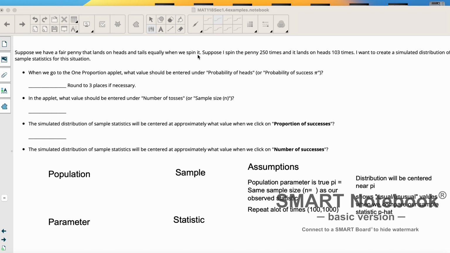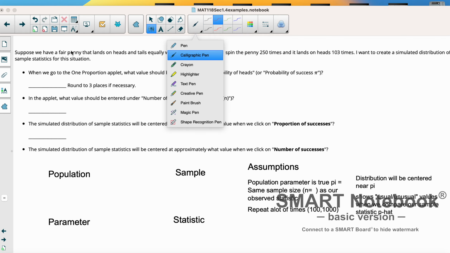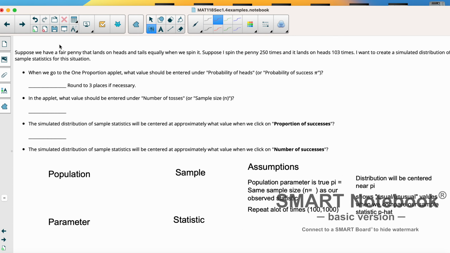All right, here's another practice problem. Suppose we have a fair penny. That's sort of a key word. We have a fair penny that lands on heads and tails equally when we spin it. Then suppose that I spin the penny 250 times, and it lands on heads 103 times out of the 250 times I spun it. I want to create a simulated distribution.